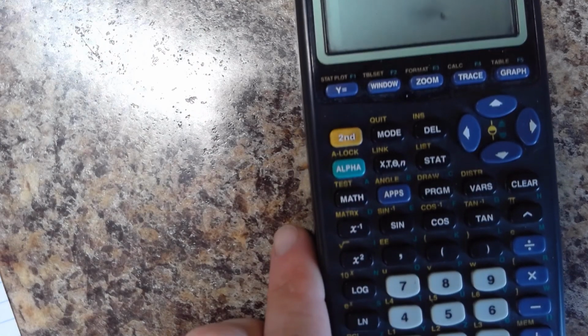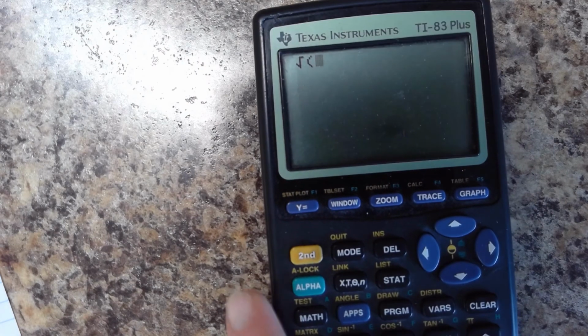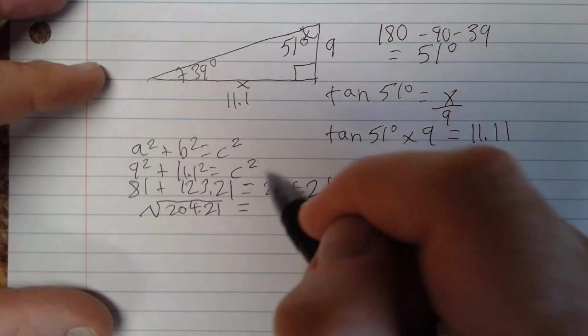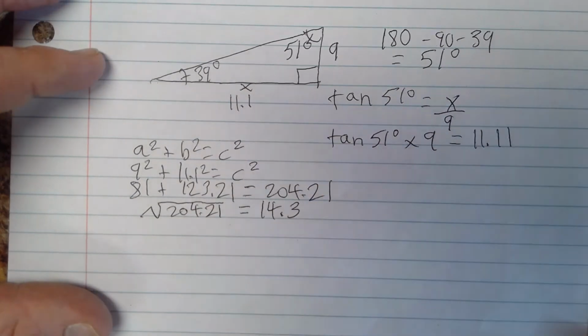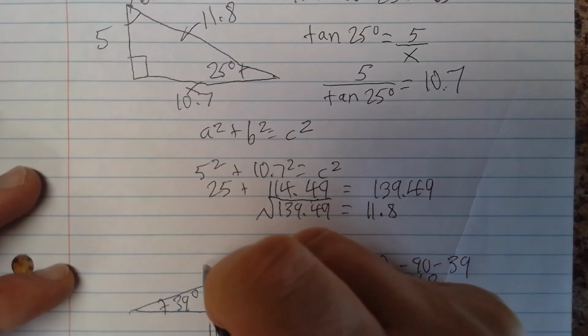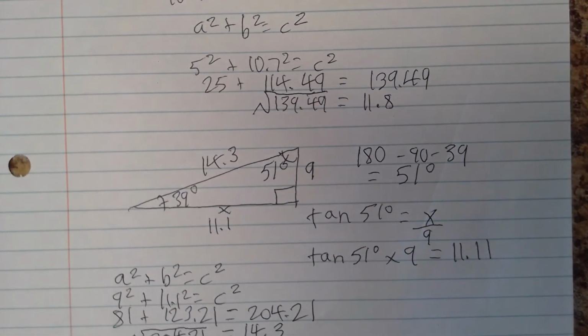second, below the x squared key, and then type in 204.21. 14.29 or 14.3. There we have it. Our hypotenuse is 14.3.